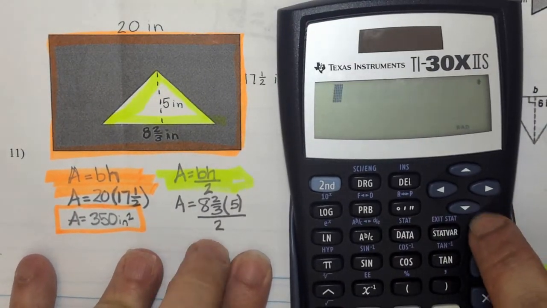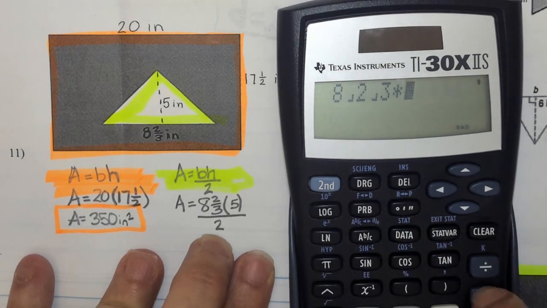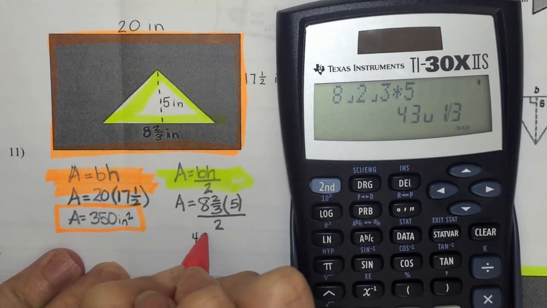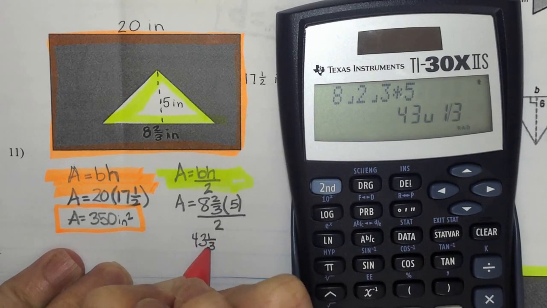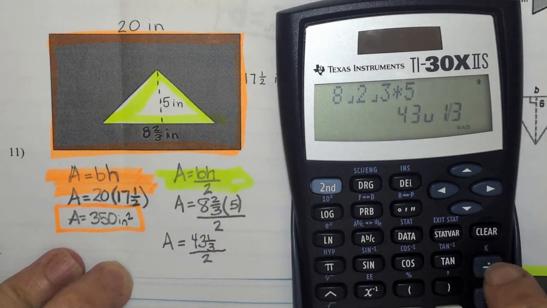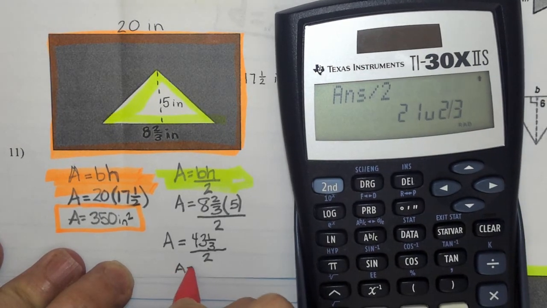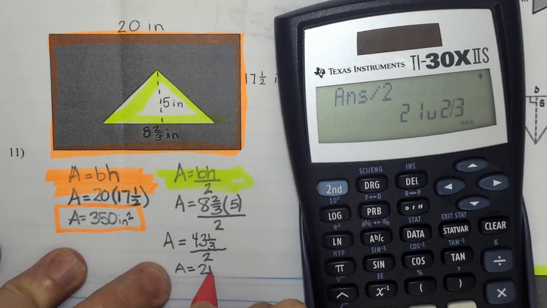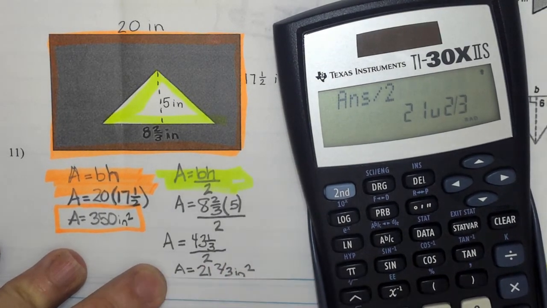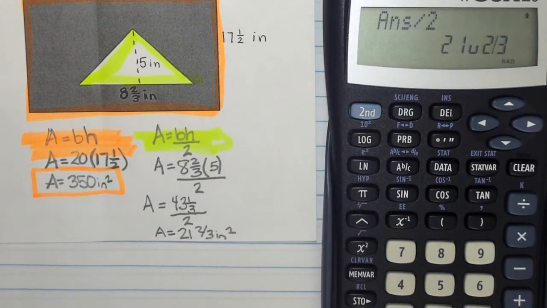Okay, so doing the math, 8 2/3 times 5 is 43 1/3. But I still got to divide by 2, which is 21 2/3 inches squared. Whew, take some math there. So that is the triangle.